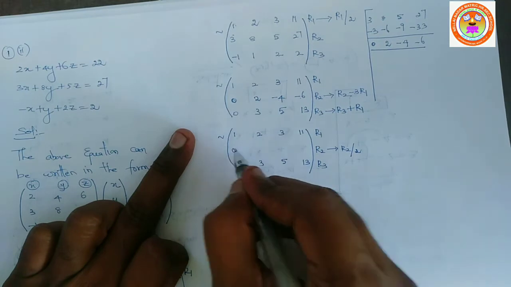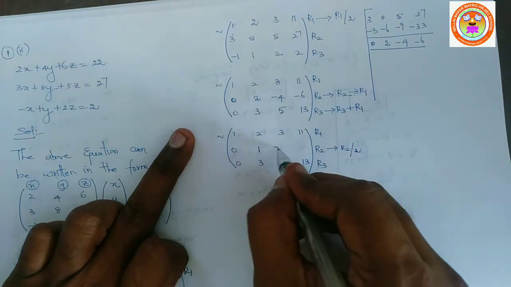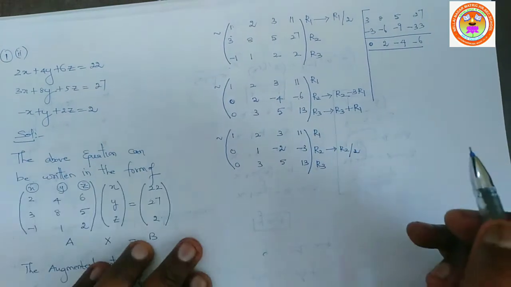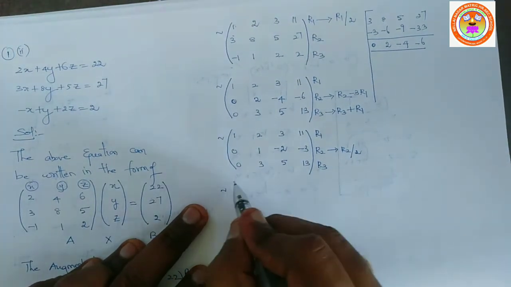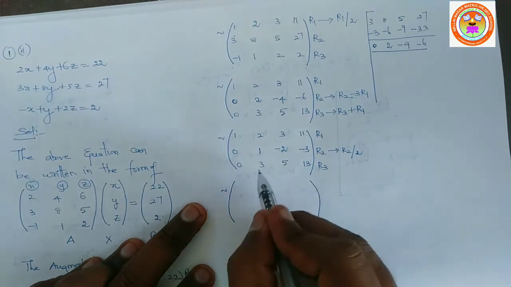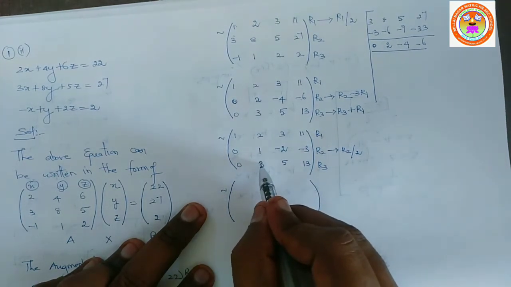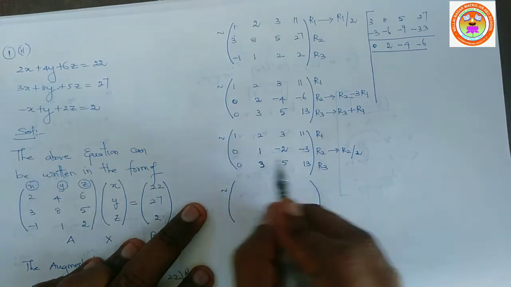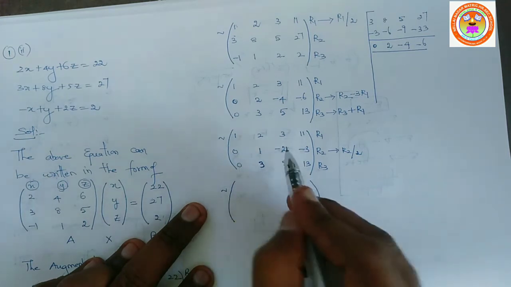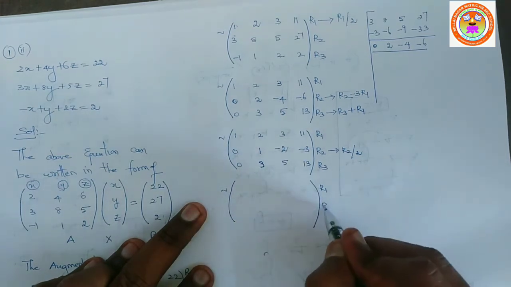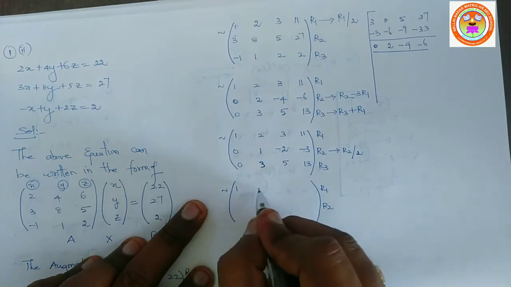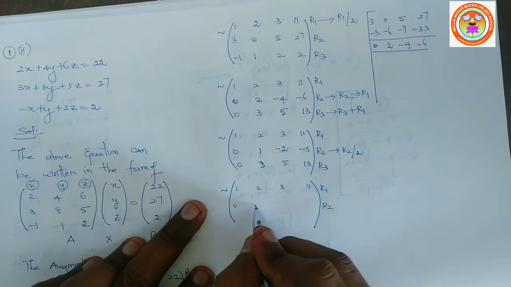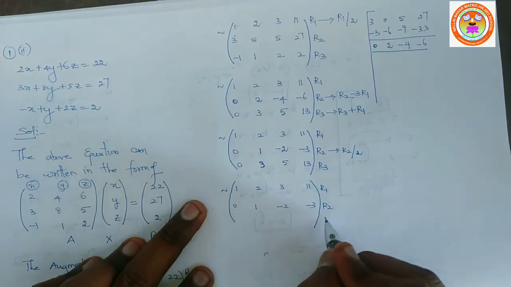So 0 by 2 is 0, 2 by 2 is 1, minus 4 by 2 is minus 2, next minus 6 by 2 is minus 3. So we have got this one. In the final answer, we want to make this one 0. If I want to make this one 0, I need to use R2. There is only a change in R3. There is no change in R1 and R2. So write R1 and R2 as it is: 1, 2, 3, 11, 0, 1, minus 2, minus 3.